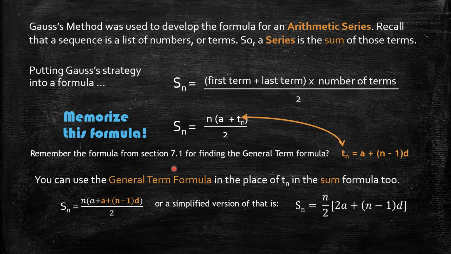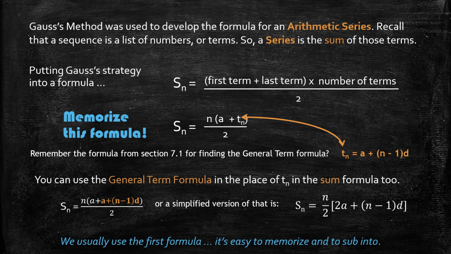Clean all that up, distribute, and it looks like this. You don't have to memorize this. You have to memorize this one here, and we can get to this formula just by subbing in if we need to. This one is a little more messy to memorize. This one's easier, so just memorize this one. You could use either, but we're just going to use the main one for our lesson. We usually use the first formula. It's easy to memorize and to sub into.